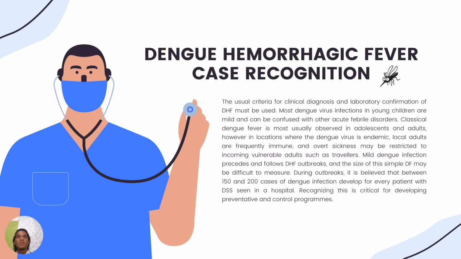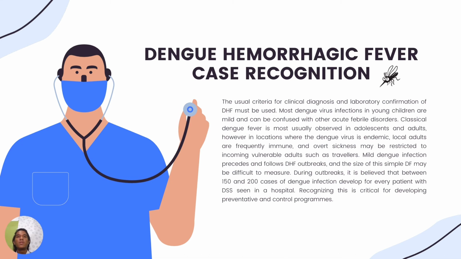And the last surveillance is dengue hemorrhagic fever case recognition. The usual criteria for clinical diagnosis and laboratory confirmation for DHF must be used. Most dengue virus infections in young children are mild and can be confused with other acute febrile disorders.